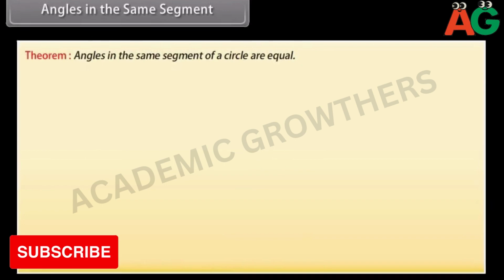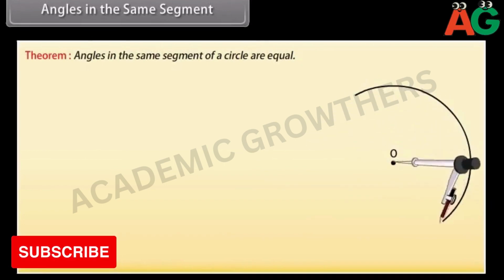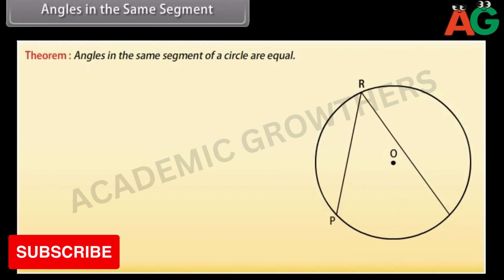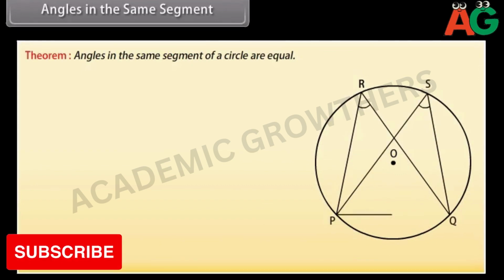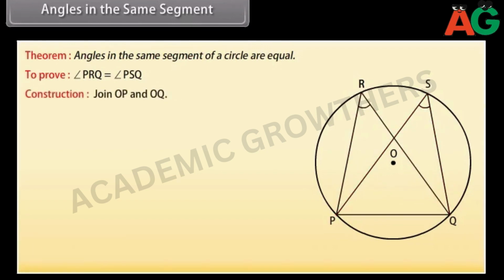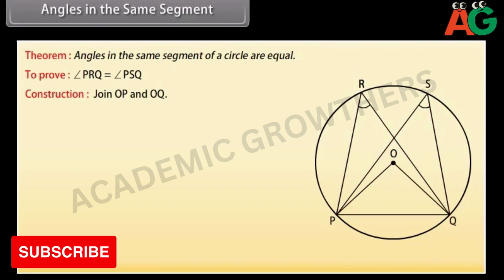Angles in the same segment. Theorem: Angles in the same segment of a circle are equal. Given: a circle with center O and the angles angle PRQ and angle PSQ in the same segment formed by the chord PQ or arc POQ. To prove, angle PRQ is equal to angle PSQ. Construction: Join OP and OQ.